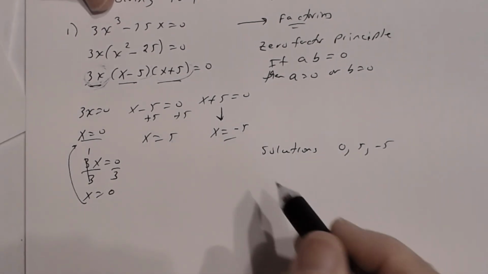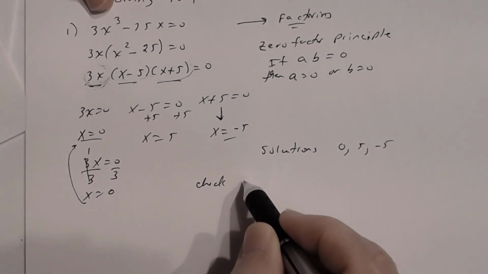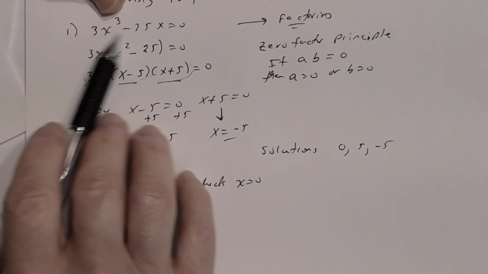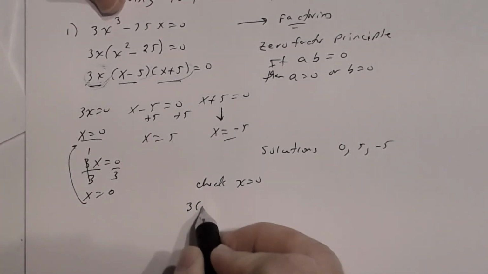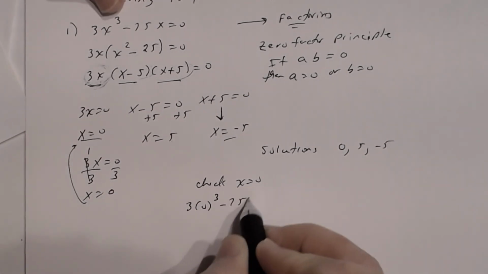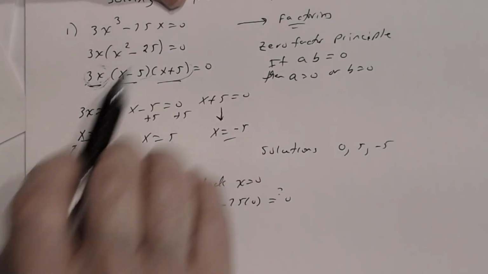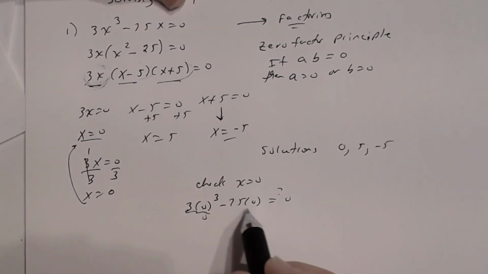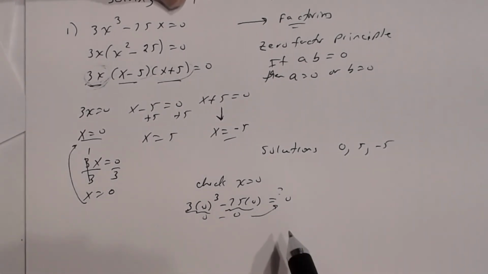And I'm going to do it just for this one. I'm not going to do it for any others. But you're just going to do this. You're going to say, all right, let's check and see if x equals 0 works. So you go back, and where we see the variable x in the original, you substitute 0. So I get 3 times 0 cubed minus 75 times 0. And you want to see if that's going to equal the right-hand side, which is 0. Well, 0 cubed is 0. 0 times 3 is 0, right? And then negative 75 times 0 is 0. And so 0 minus 0 is 0.